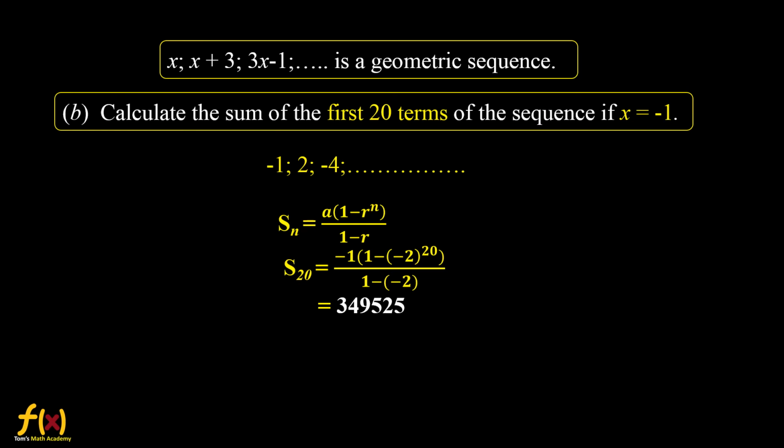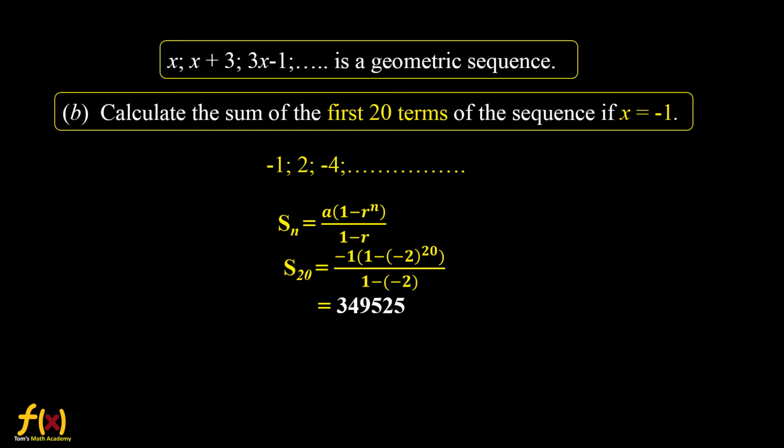Question B. Calculate the sum of the first 20 terms of the sequence if x equal to minus 1. Remember that we are not using the other value. Here we are using x equal to minus 1. So what is the sequence? Minus 1, 2, and minus 4, etc. We substitute x equal to minus 1. And the formula, okay, how do we apply?